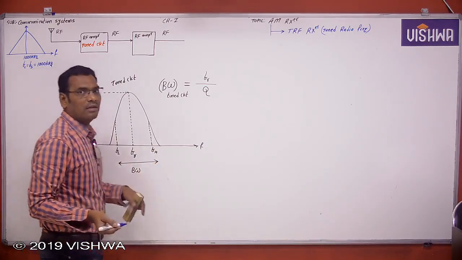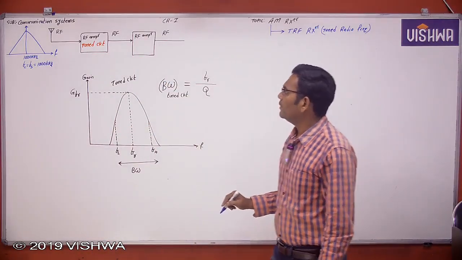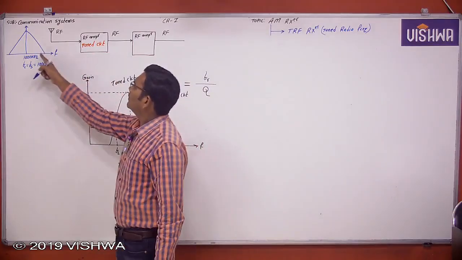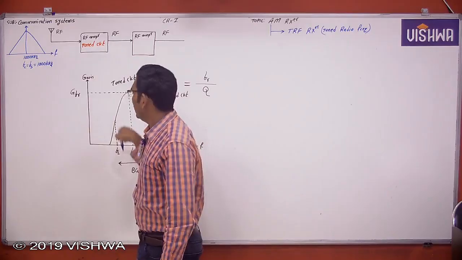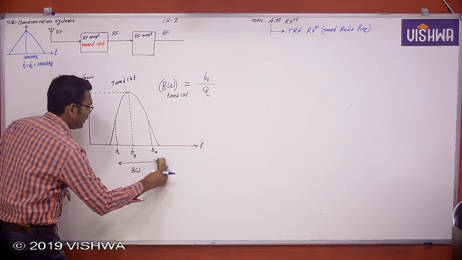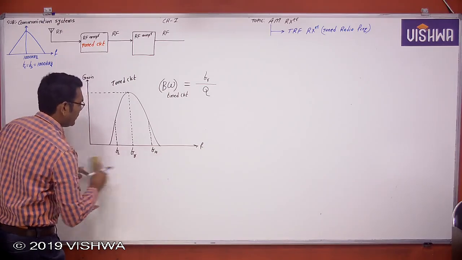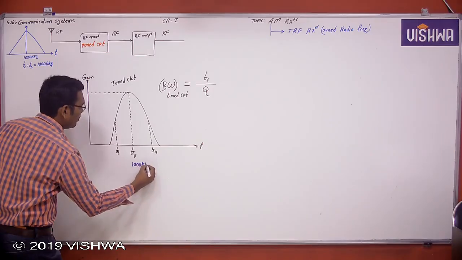Now let us see the actual process, how it is selected. Whenever the receiver is receiving the signal, first the tuned circuit resonant frequency is adjusted. See here, the resonant frequency is adjusted to 1000 kHz.